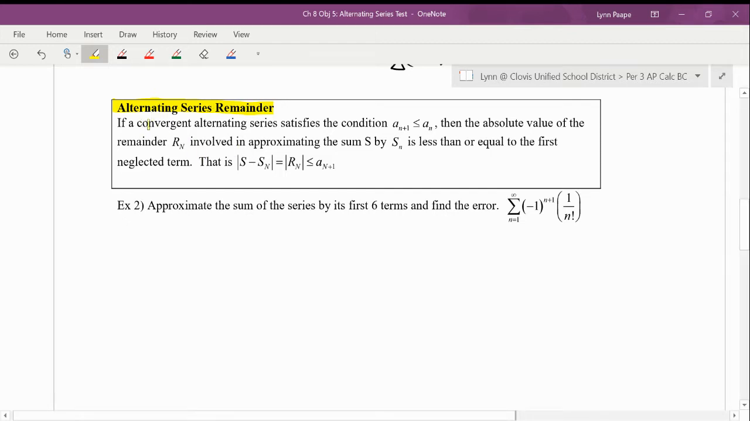So if we have a convergent alternating series, okay, so we have an alternating series and we know it converges, then the absolute value of the remainder in approximating the sum has to be less than or equal to the first neglected term, okay? So this is my actual sum of my alternating series, right? Like what it would sum up to if it converged. This would be my approximated sum, right?